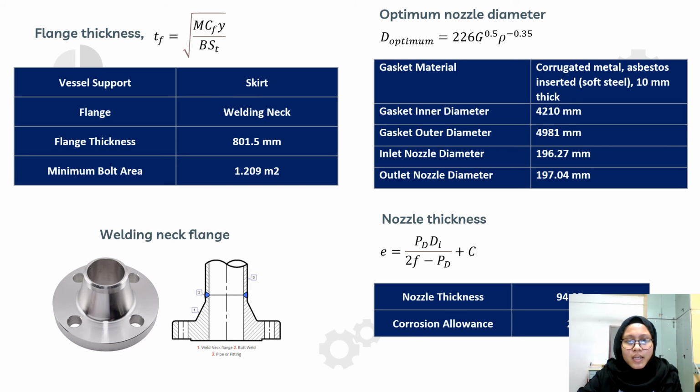By using the inlet flow or outlet flow and the respective density, we can get the nozzle diameter. And finally, the value that we get is 196.27 millimeter for inlet nozzle diameter, while 197.04 millimeter for the outlet diameter. For the nozzle thickness, it was also calculated based on this formula and taking account the corrosion allowance of 2 millimeter for carbon steel, we get 95.94 millimeter for the nozzle thickness.